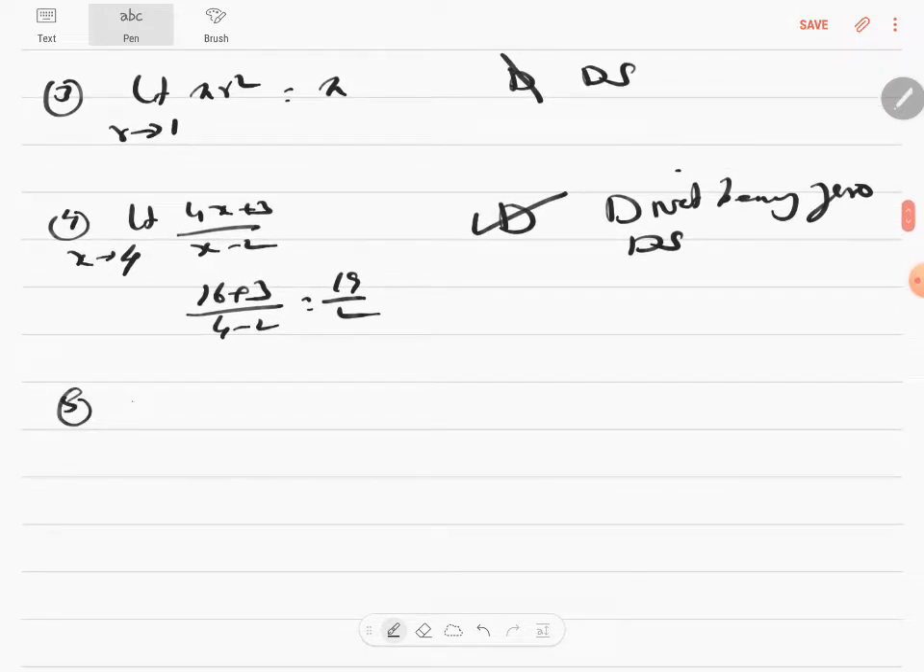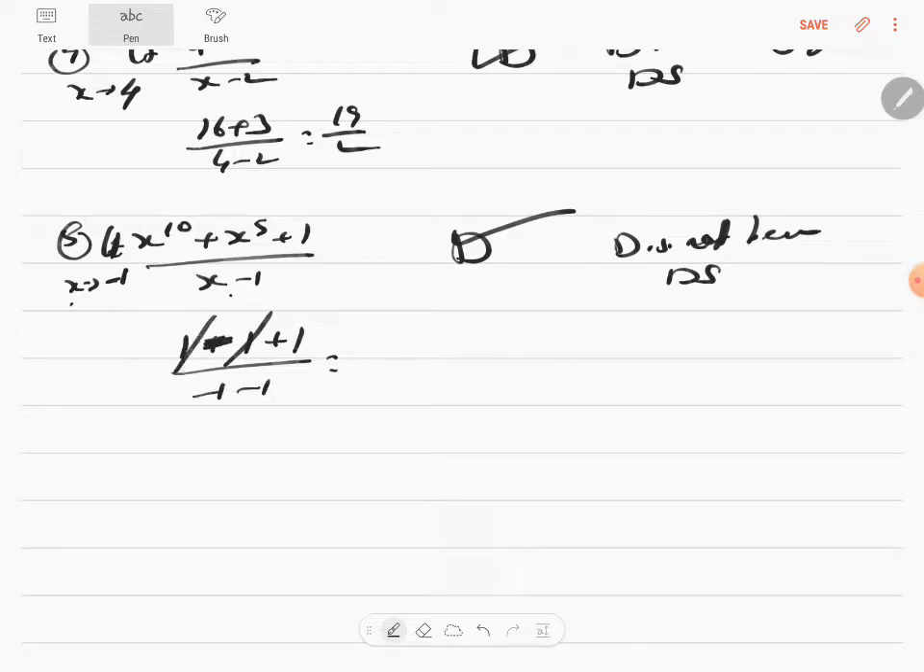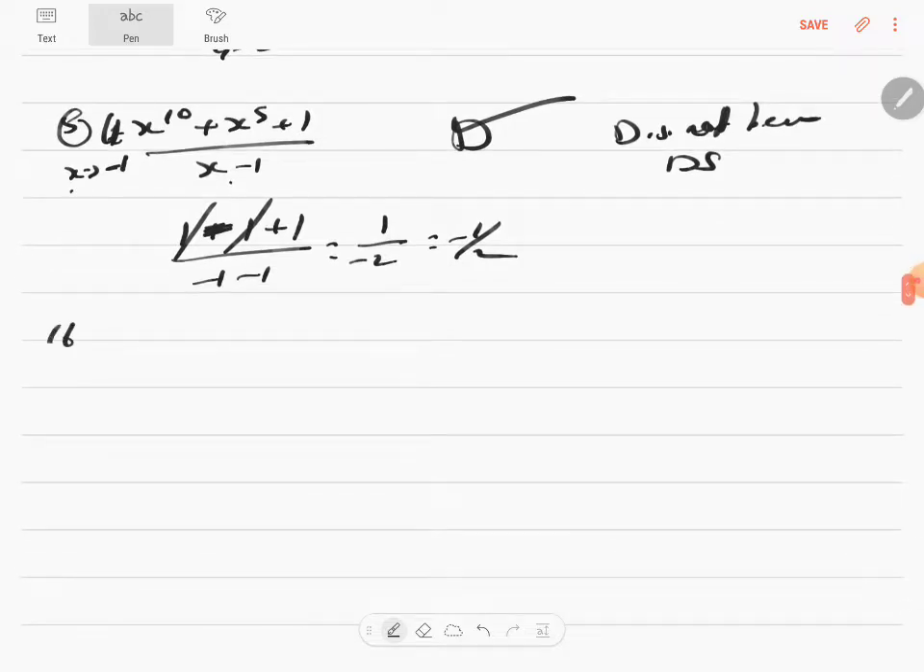Fifth question. x to the power 10 plus x to the power 5 plus 1 by x minus 1, limit x tends to minus 1. x tends to minus 1, correct? So if you see, is there a denominator? Yes. Is it becoming 0 if you put minus 1? Denominator is not becoming 0. Minus 1 minus 1 is minus 2. It's not becoming 0. So direct substitution. So minus 1 the whole to the power 10 is 1. Minus 1 the whole to the power 5 is minus 1, plus 1. 1 and minus 1 get cancelled. 1 by minus 2 is minus 1 by 2. So let's go to sixth question.